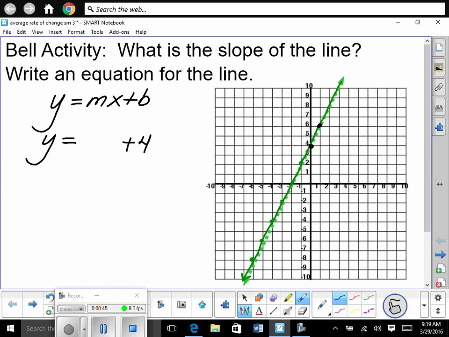So if that happened the other way, if it was like this, we'd be walking downhill. That'd be negative. But it's positive, so it's 2 over 1x. So we would write y is equal to 2x plus 4. Questions on that? So our slope is 2. Questions? Okay, pretty easy. Good job. I think most of you got it right.